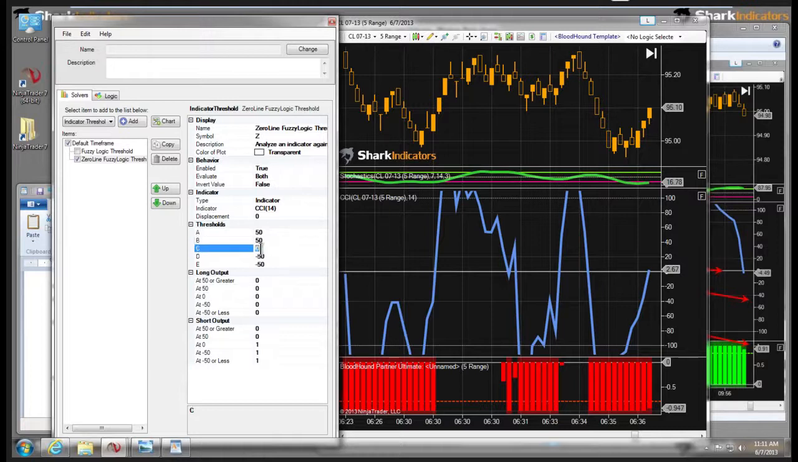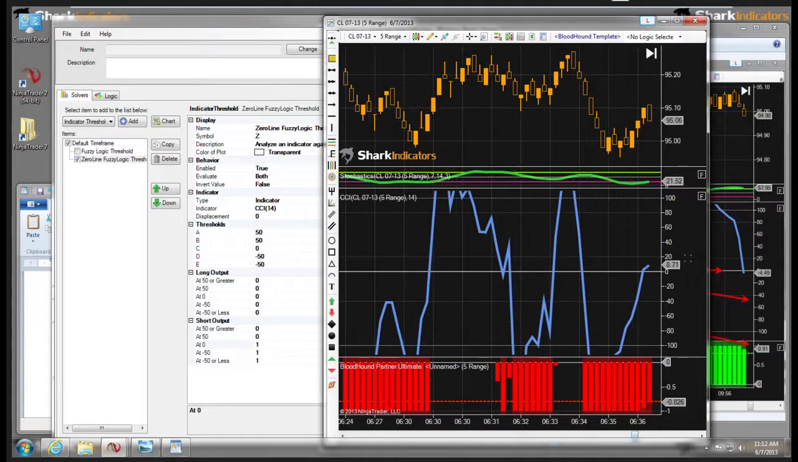So what BloodHound's doing is it's looking at these two thresholds, and it's calculating a ratio. It's going from 0, the zero line, up to +50, because that's where our indicator lies right now, between 0 and +50. It's calculating that ratio and applying it to these two outputs, from 1 to 0. When we're at 0, we have a 1, and when we get to +50, we get closer and closer to 0. So our output to the short side begins to diminish.